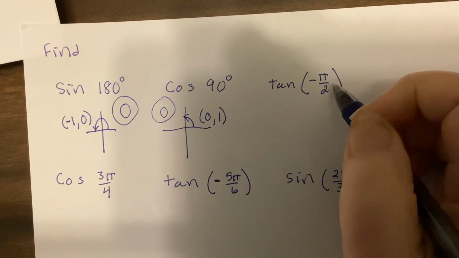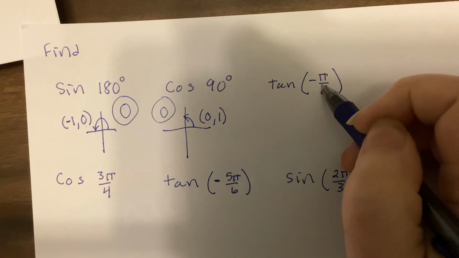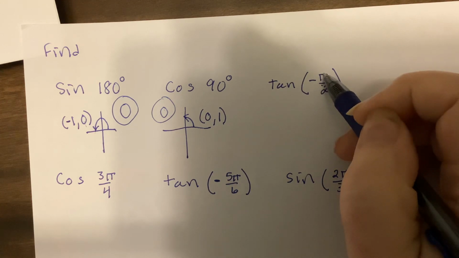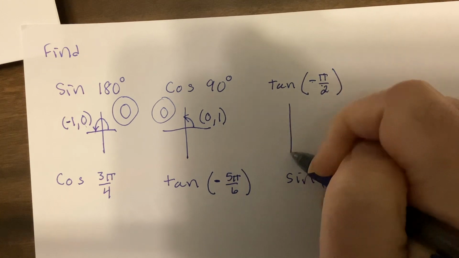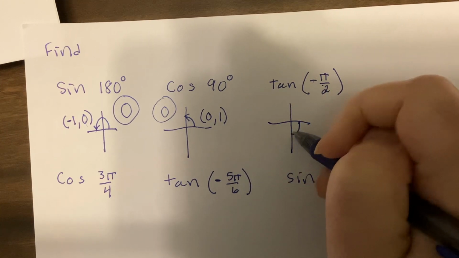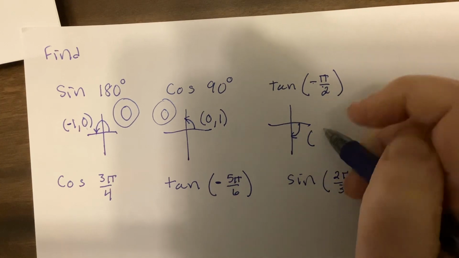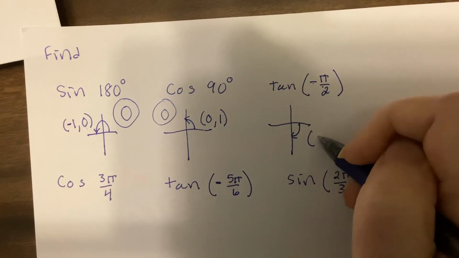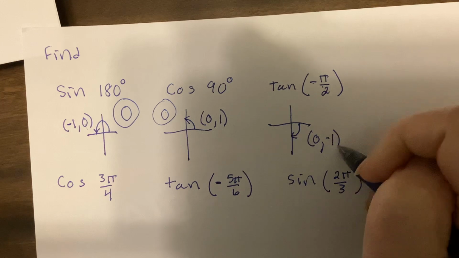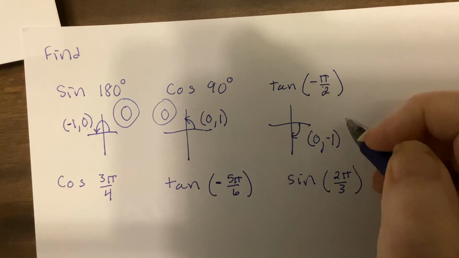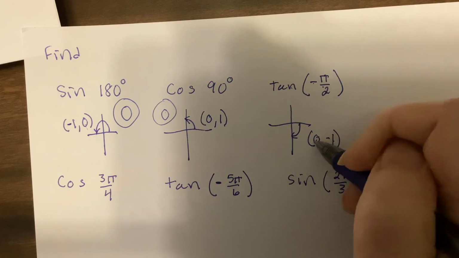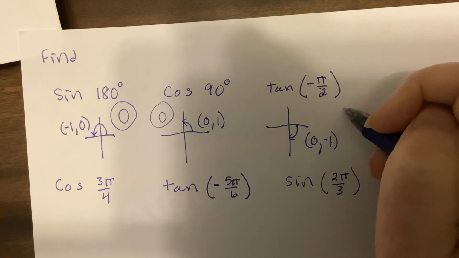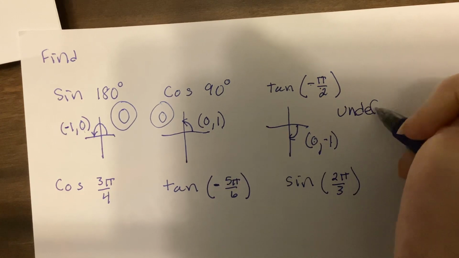Oh, we have radians. Pi is 180 divided by 2 is 90, negative. So we still have another quadrantal angle. It would be 0, -1 would be the point. Now, tangent is y over x. X is 0, it's in the bottom or denominator. So therefore it's undefined.